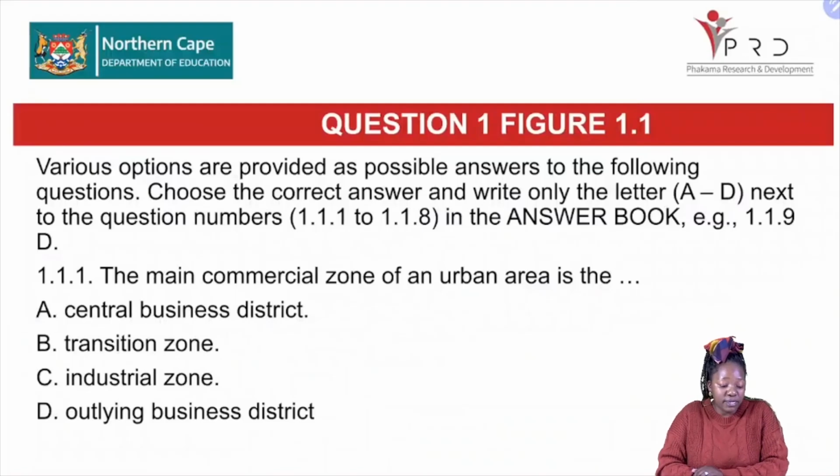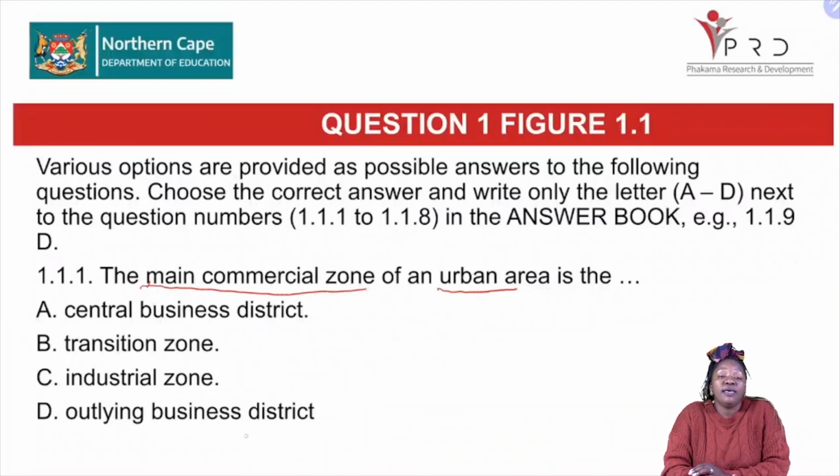up until D. You have your central business district, you have your transition zone, your industrial zone, as well as your outlying business district. So when we are answering this question, you need to underline the keywords and what the question is asking. So for instance, this one, the main commercial zone. So our keyword is the main commercial zone. And then after that, it's in the urban area.